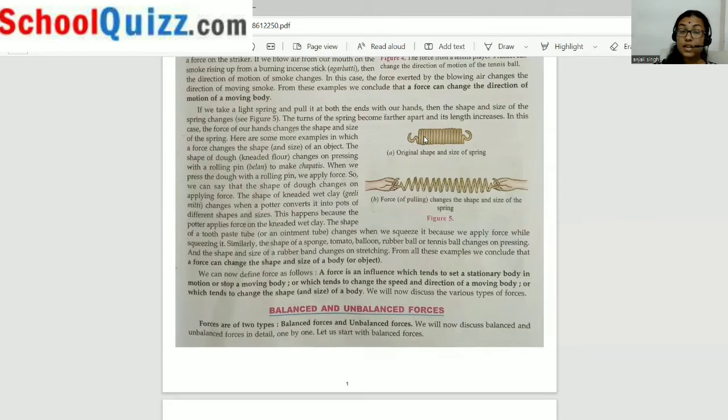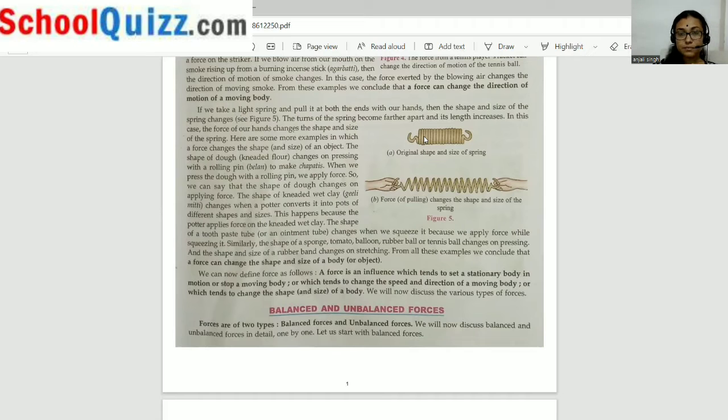Again, now we can define the force is an influence which tends to set a stationary object in motion or stop a moving object. Means with the help of force, we can stop a moving object, or a stationary object can move also with the help of only force. That is the external force acting on a body, and with the help of this force, a stationary object can move also, and a moving object can be stopped also. Clear? So it tends to change the shape and size of a body.